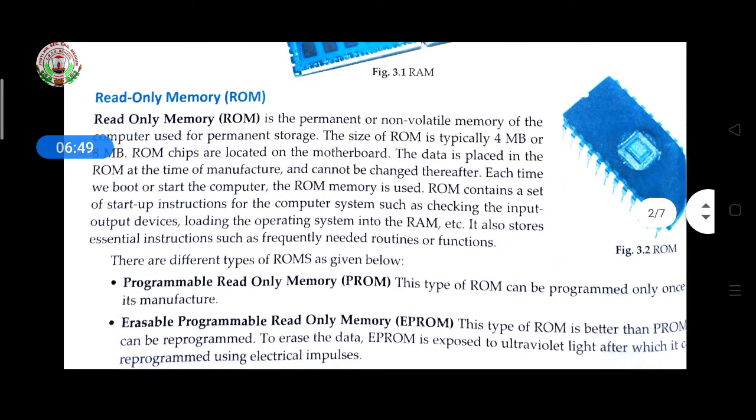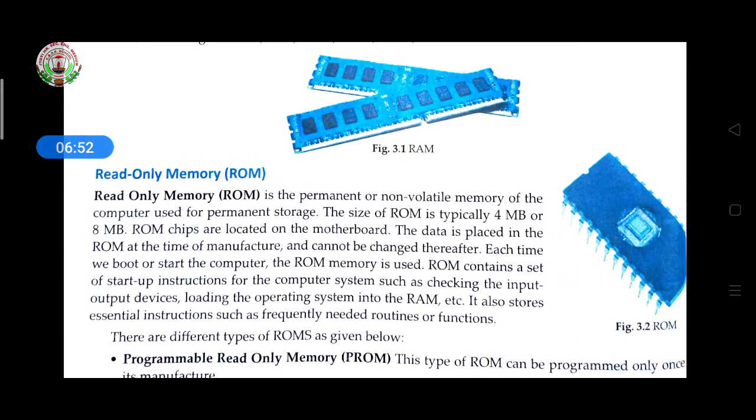And then we come to read-only memory. Read-only memory, ROM, is a permanent or non-volatile memory of the computer used for permanent storage. So if you want to store your data permanently, you use ROM. The size of ROM is typically 4 MB or 8 MB. ROM chips are located on the motherboard. So in the CPU, the motherboard is located, and near the motherboard the ROM chips are located. The data is placed in the ROM at the time of manufacture and therefore cannot be changed.